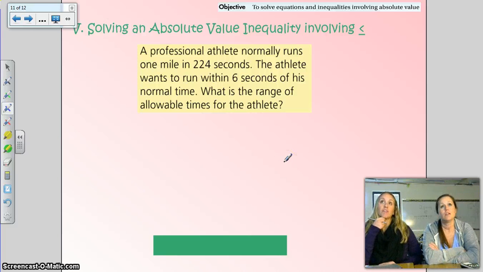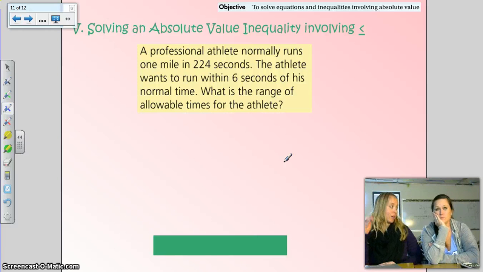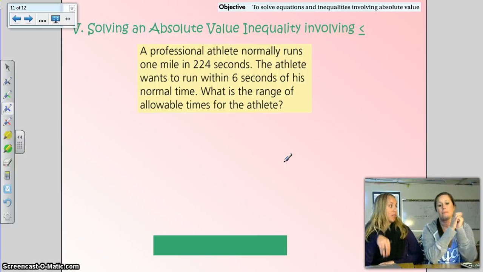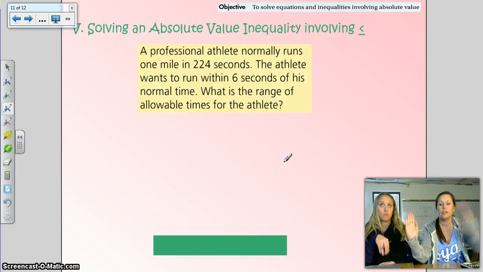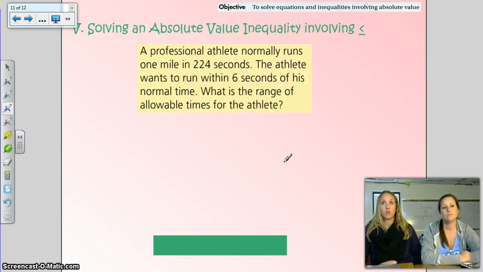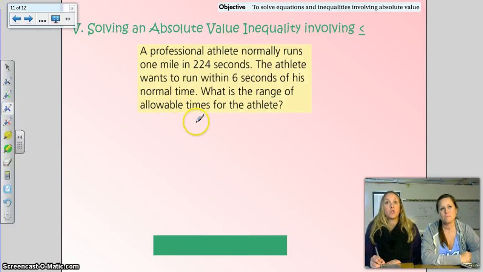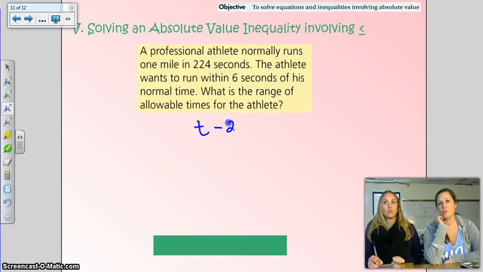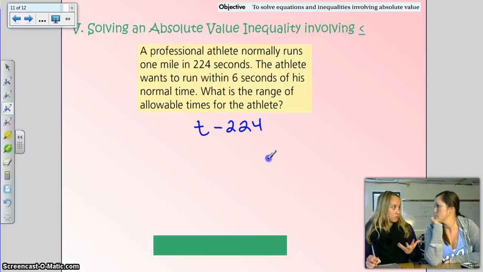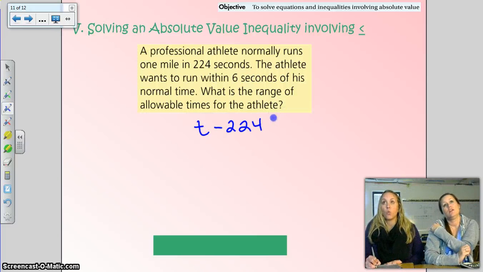Okay, let's do it. A professional athlete normally runs 1 mile in 224 seconds. The athlete wants to run within 6 seconds of the normal time. So he wants to run 6 seconds greater and 6 seconds less. So what's the range? Mathematically, here's how you do it. You have the ideal time that he wants to run, t, minus 224, the time that he averages. We want that to be within 6 seconds.